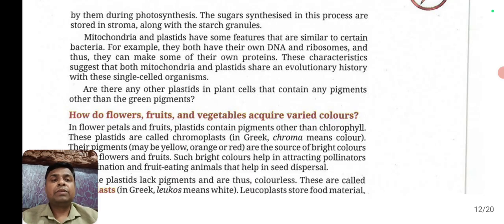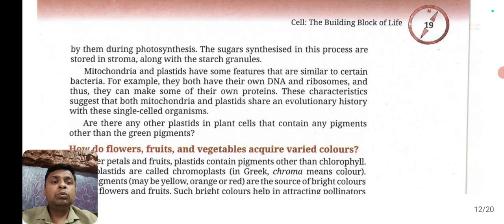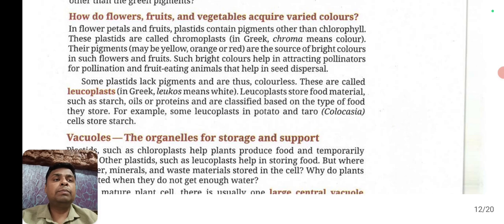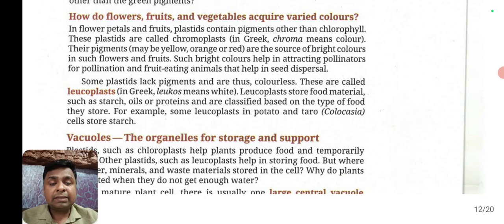parts of the cell. Now next part, how do fruits, flowers and vegetables acquire varied colors? Now, color giving substance. So there are certain chemicals, color giving substances, in our body. In our body also they are there. In plants also they are there. So plastids, these are chromoplasts. That means color giving substance.